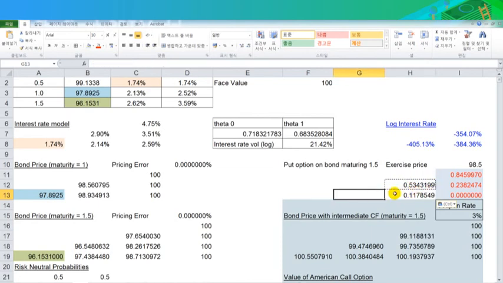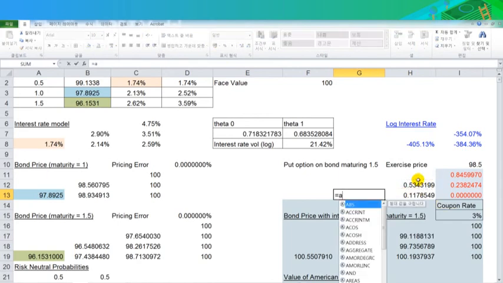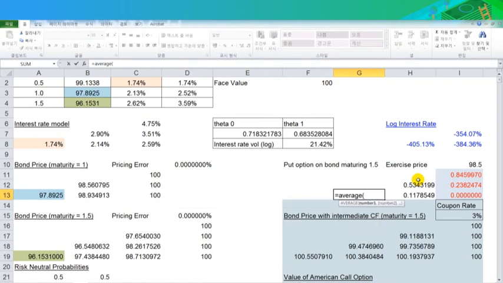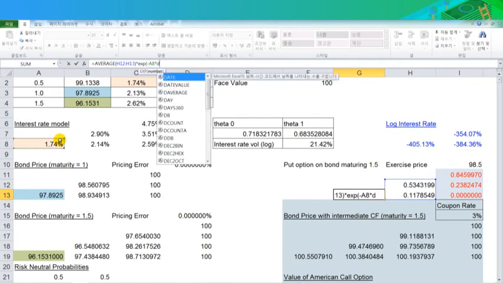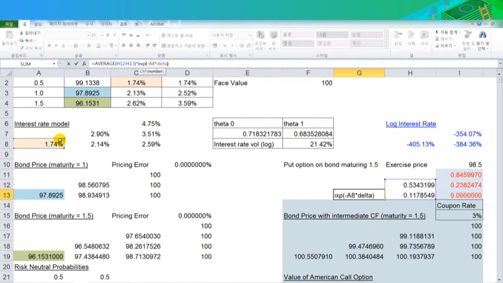So depending on the interest rate, the put option price on the bond maturing in 1.5 years is like this one, and now for the current price, again, we can calculate the average. And then we discount it, this rate multiplied by delta. So we are done. This is our final value.